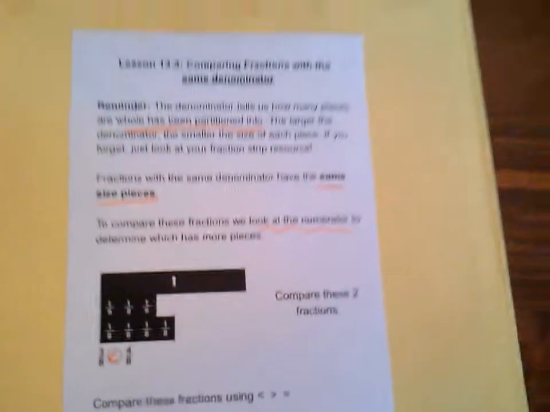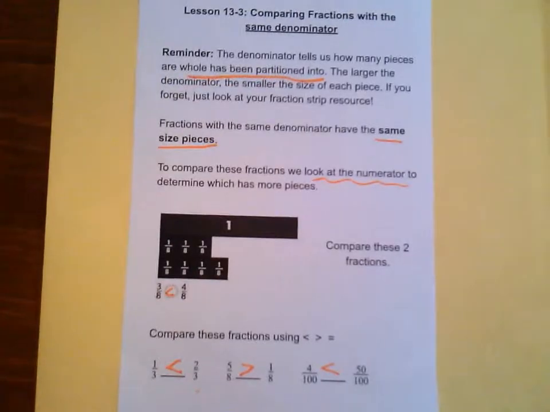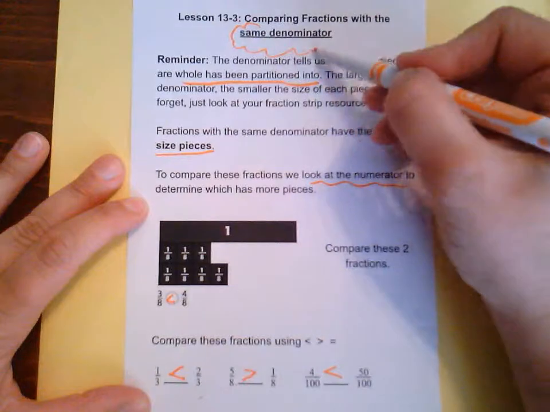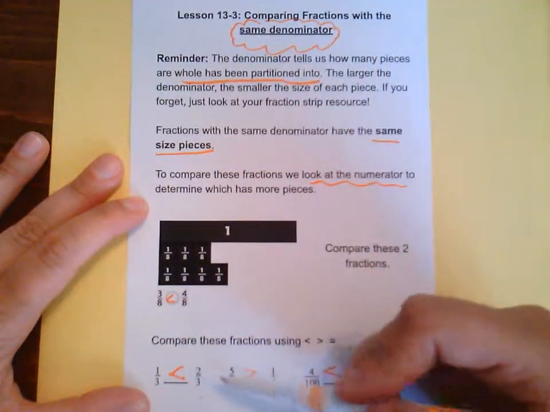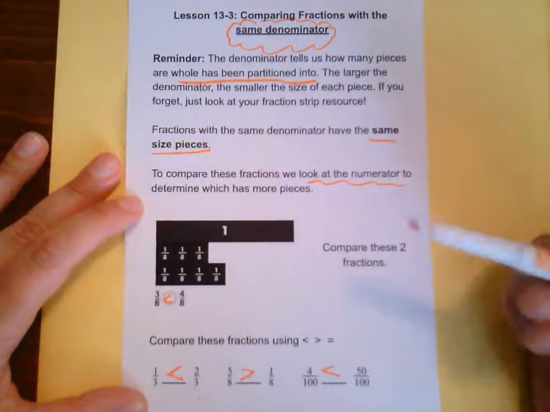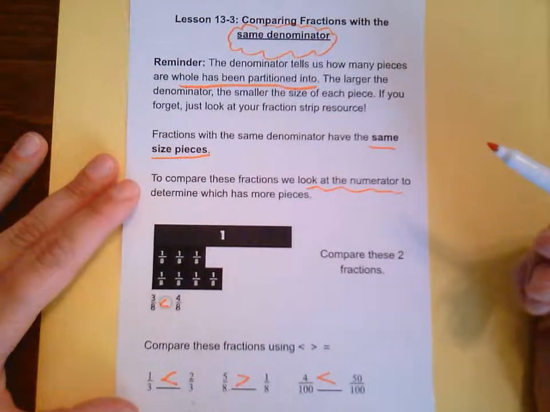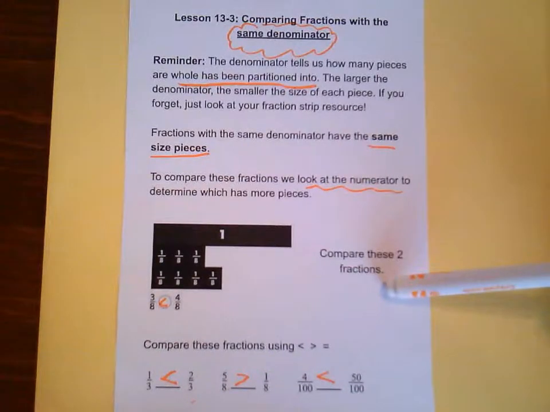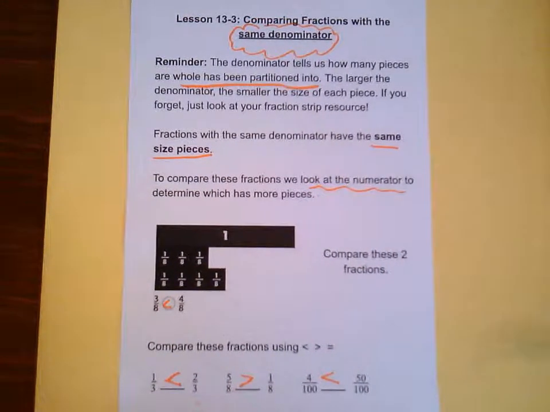So again, to recap, when comparing fractions that have the same denominator, that's very important, the same denominator, we look at the numerators. Whoever has the larger numerator will be the larger sized fraction. That's it for 13-3. Go ahead and start practicing, and if you need a mini lesson, let your teacher know. And if you need to pull out your fraction strips or your resources, you may do so to help you.